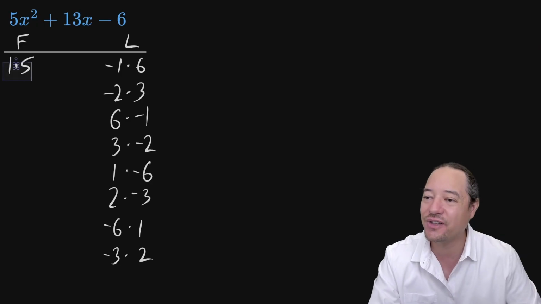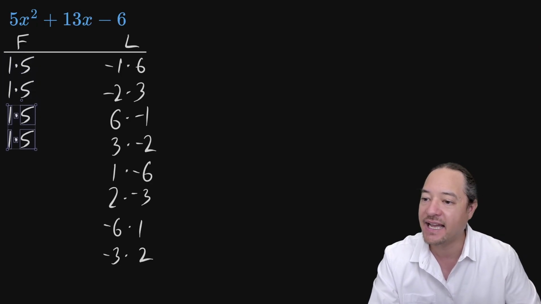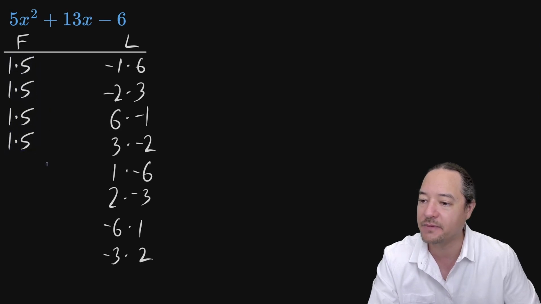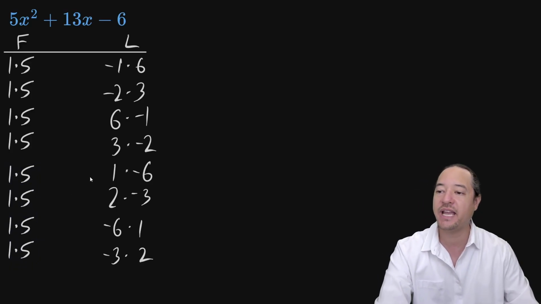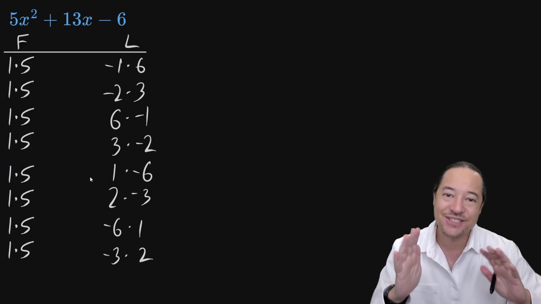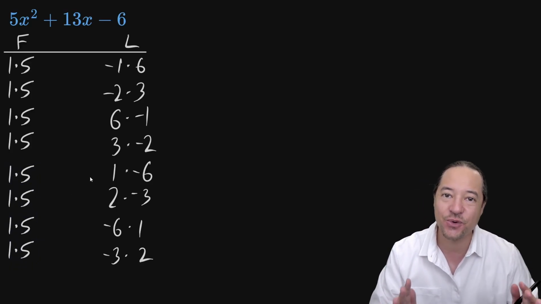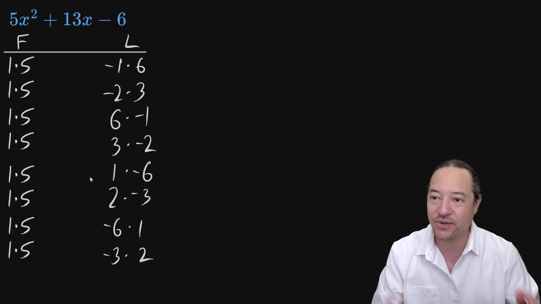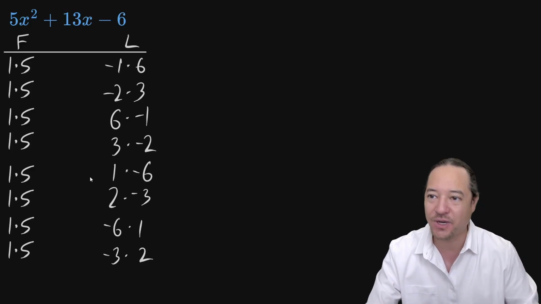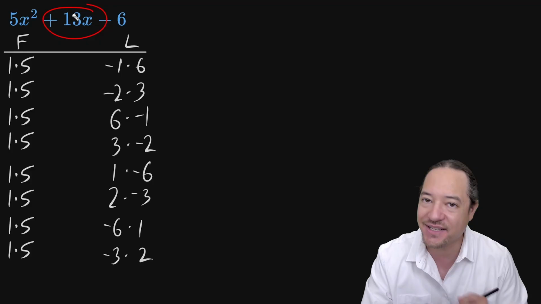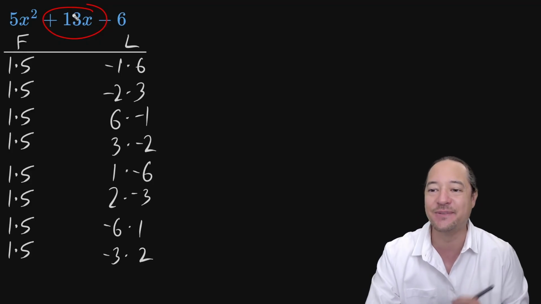And of course, all of these are going to have the same 1 times 5 as the factors we're using over here. Okay, so let's grab all of these. There we go. All right, so here we have it. 8 total possible combinations for us to try and figure out what the correct one is that's going to give us this positive 13x here as the middle term.